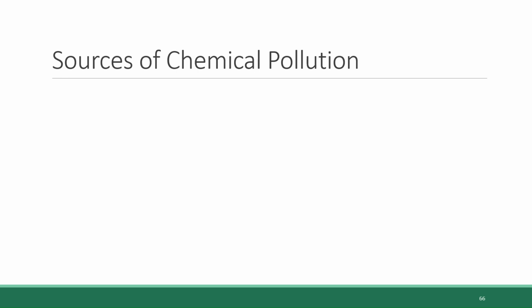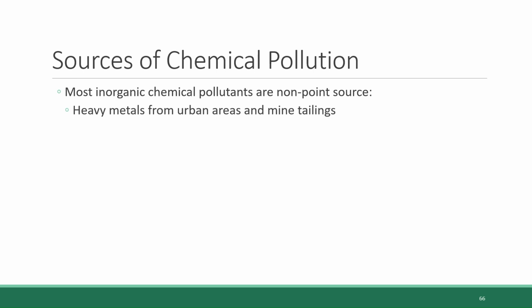The majority of inorganic chemical pollutants are non-point source pollutants. These include heavy metal contaminants from urban areas, which generate a lot of pollution from vehicle exhaust, for example, as well as heavy metals in mine tailings. These also include nitrogen and phosphate fertilizers that run off from cropland, which is an issue that we've talked about previously and we're going to come back to in a moment.